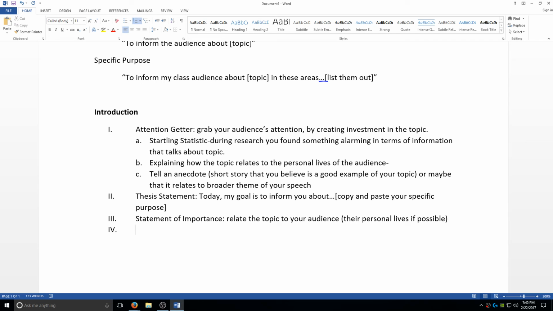The next part is the statement of credibility. Every speech you should start with a statement of credibility. Not necessarily start, but you know what I mean. In the introduction, you want to go over your statement of credibility, which means explain your interest in the topic, how long you researched it, and why you believe you are qualified to speak.